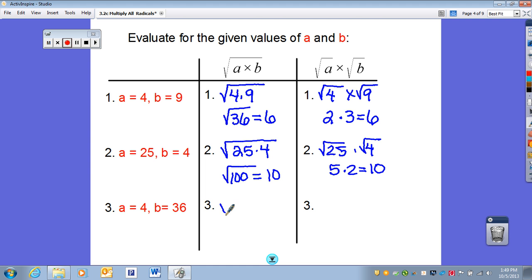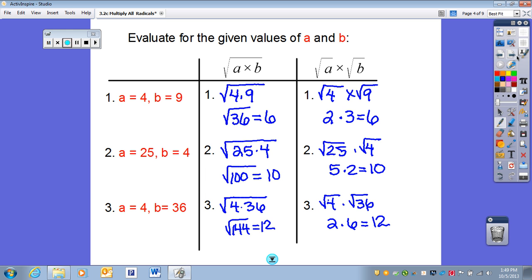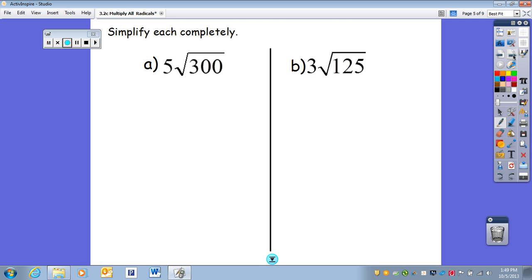One more example. If I have the square root of 4 times the square root of 36, I'm going to take 4 times 36, which is 144, and the square root of 144 is 12. We could also take the square root of each of these numbers separately. The square root of 4 is 2 and the square root of 36 is 6, and when I multiply the two together, my product is 12. So, we are going to simplify and we are going to multiply.